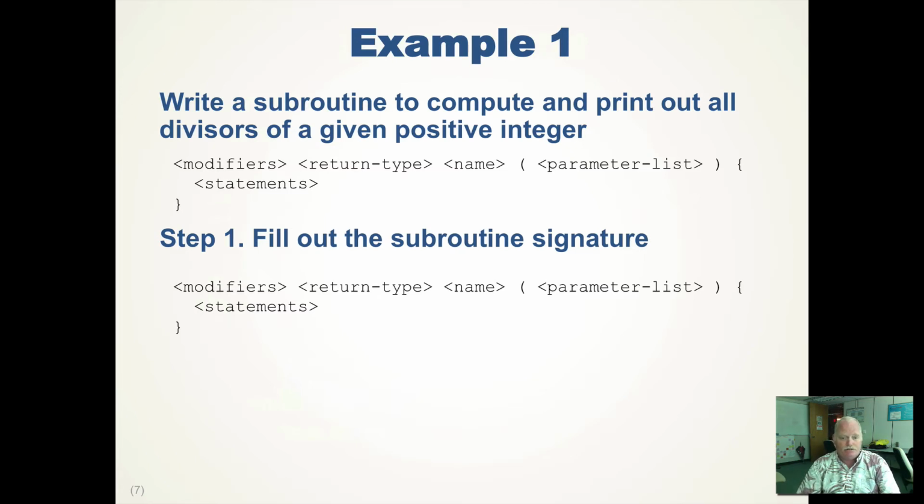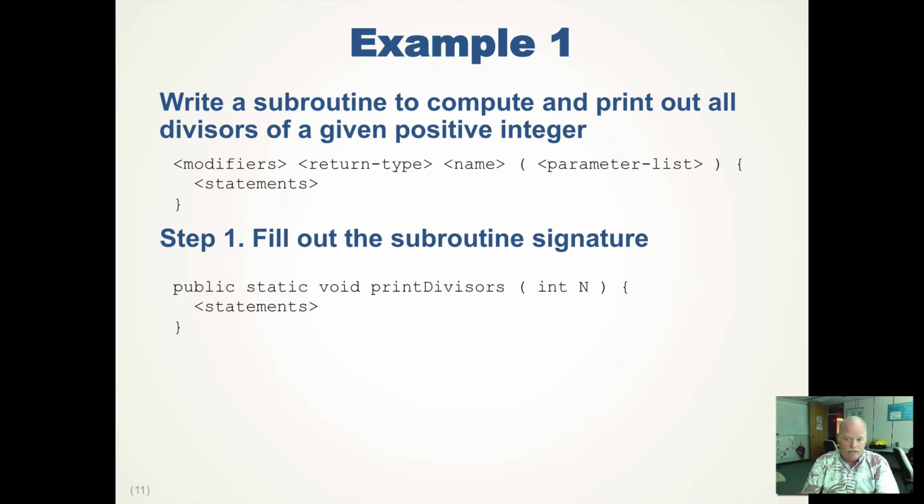And should this be public or should this be private? I decided public because I want other people to be able to call this subroutine and have it print out all the divisors for the integer. So what's the return type? Does the description look like it needs to return anything? No, so I put void, pick the name, printDivisors, and then the parameter list. I have a given positive integer, so I have an int n.